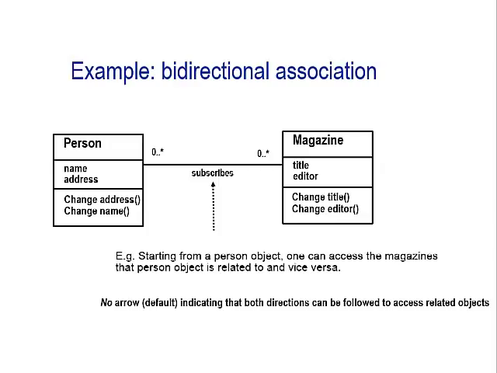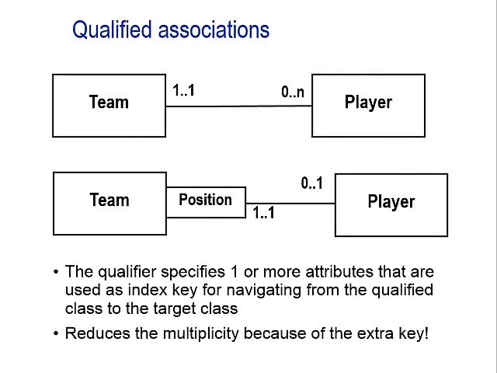Starting from a person object, you can then access the magazines that person object is related to. But here, since it's a bidirectional association, it is also perfectly possible to navigate the other way around, to start from magazine and navigate to person. So when there's no arrow, it is basically indicating that both directions can be followed to access the related objects. Whether you will be using a unidirectional or a bidirectional association highly depends upon the application and what you want to do with your UML class model.